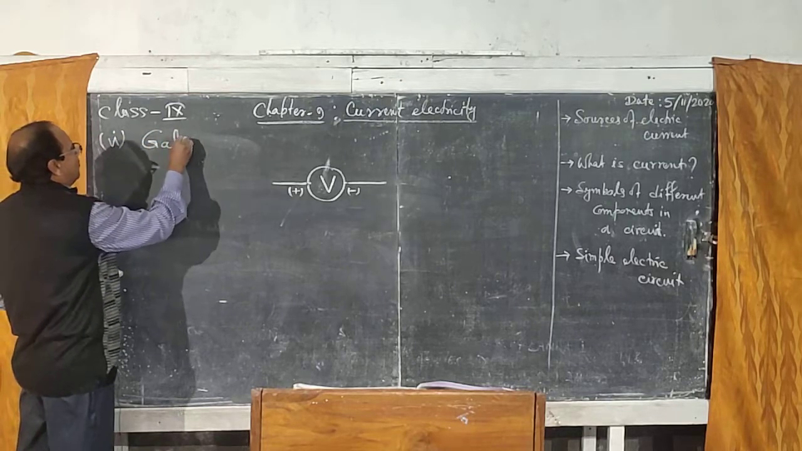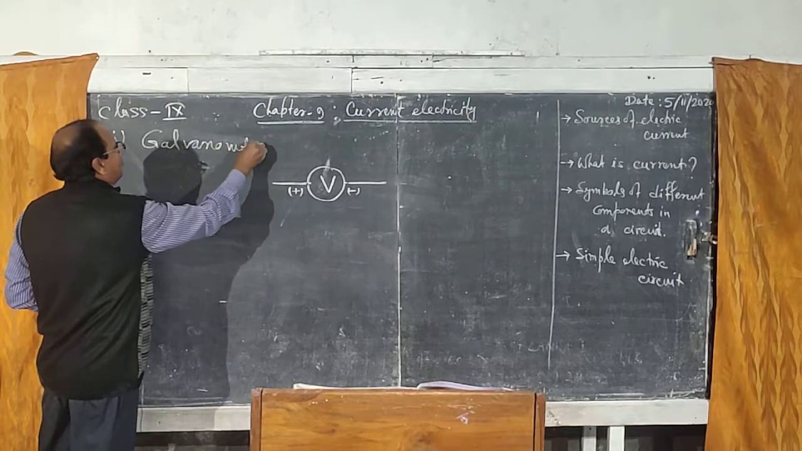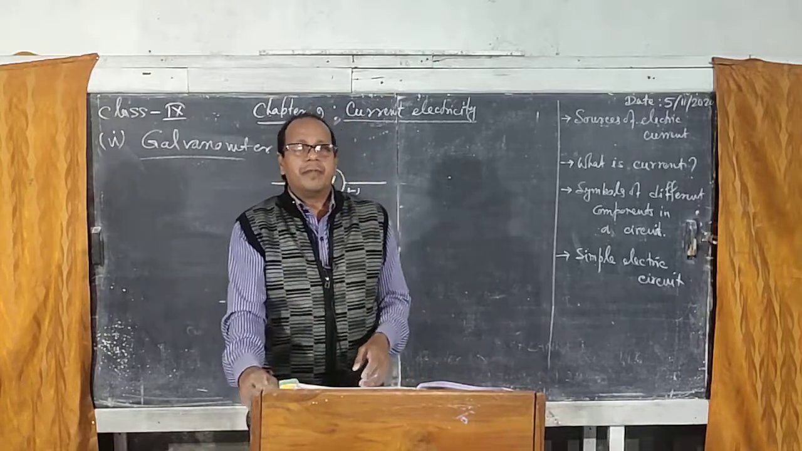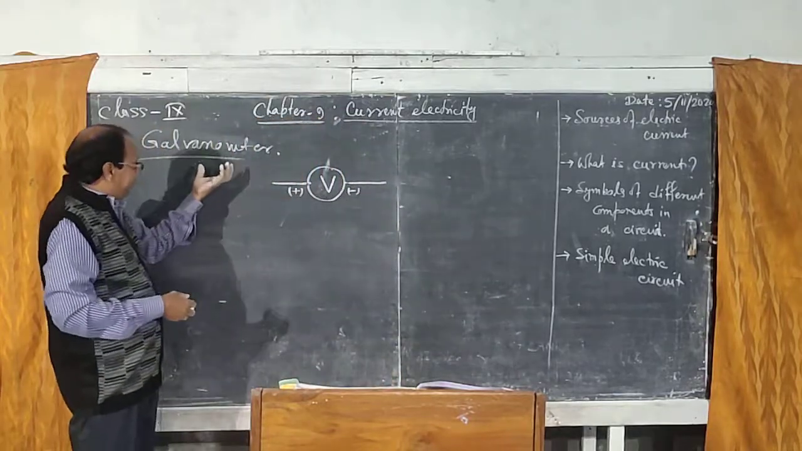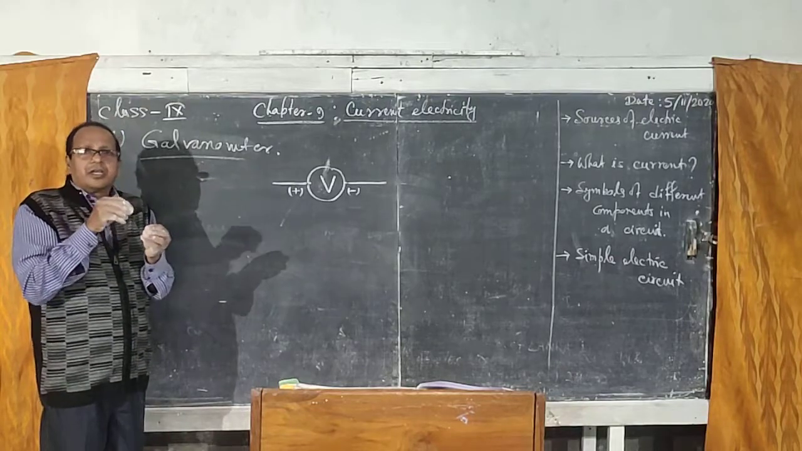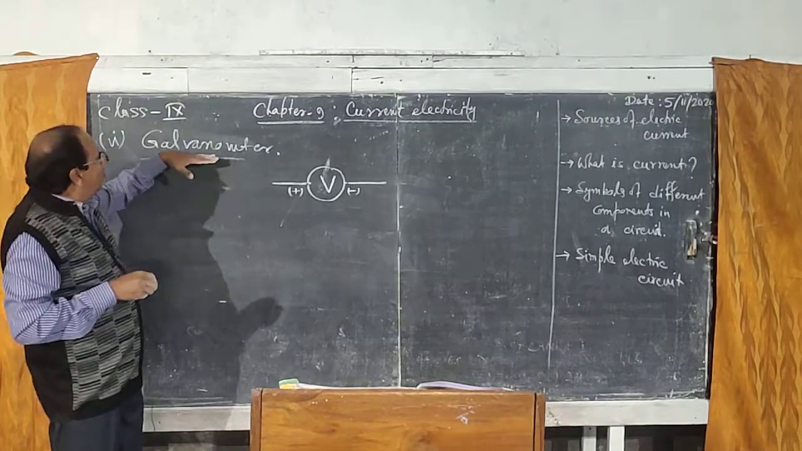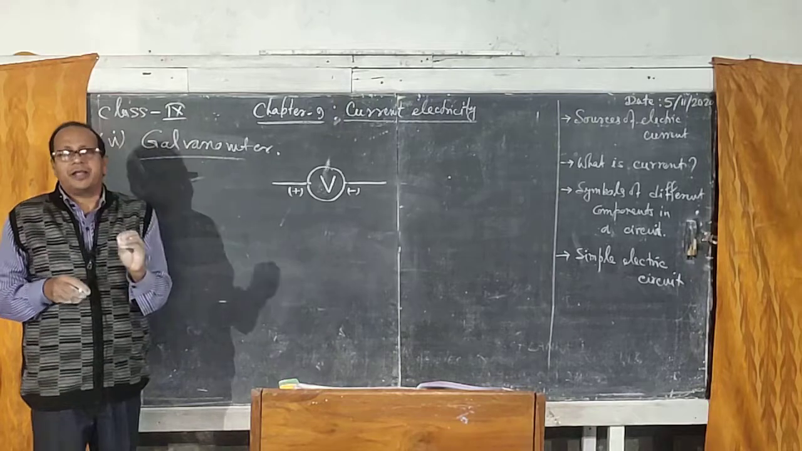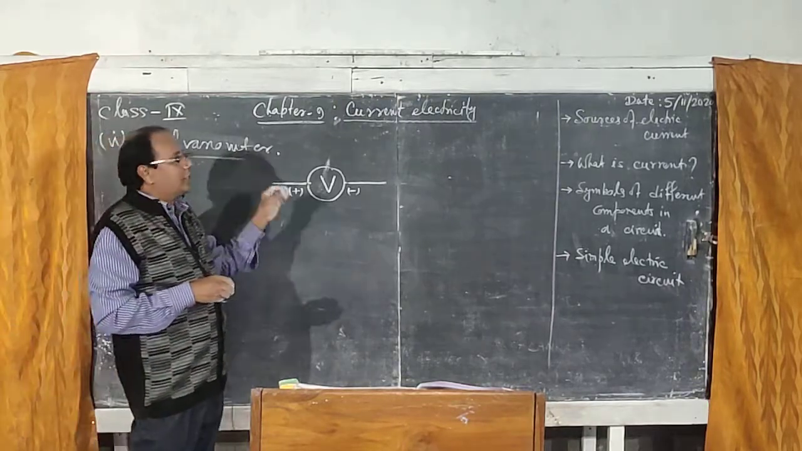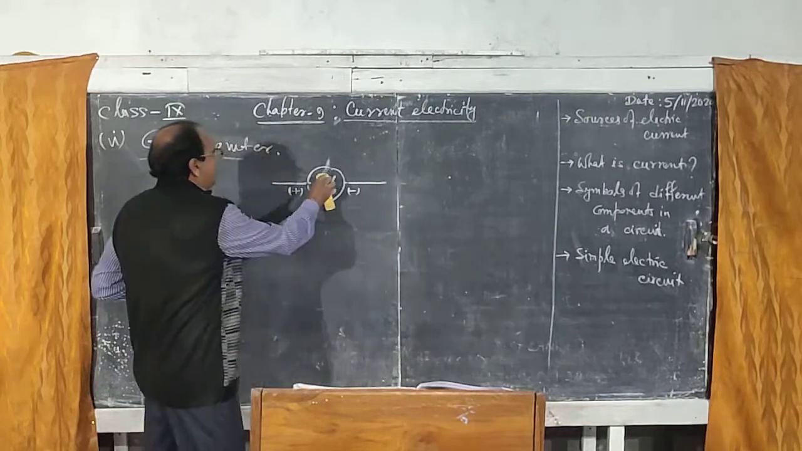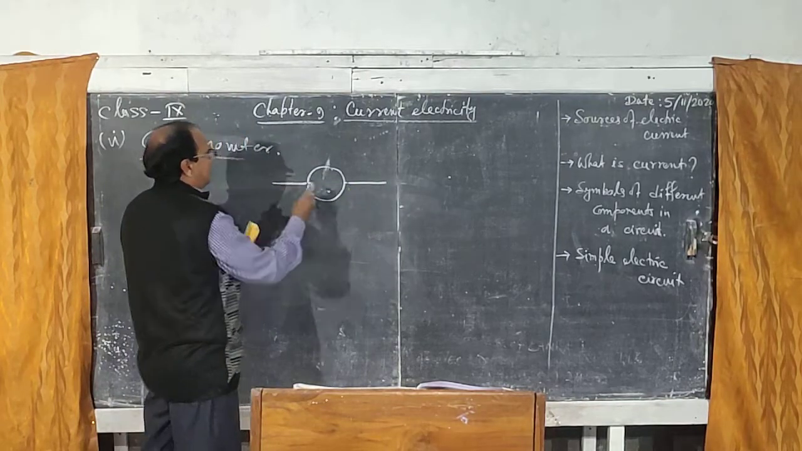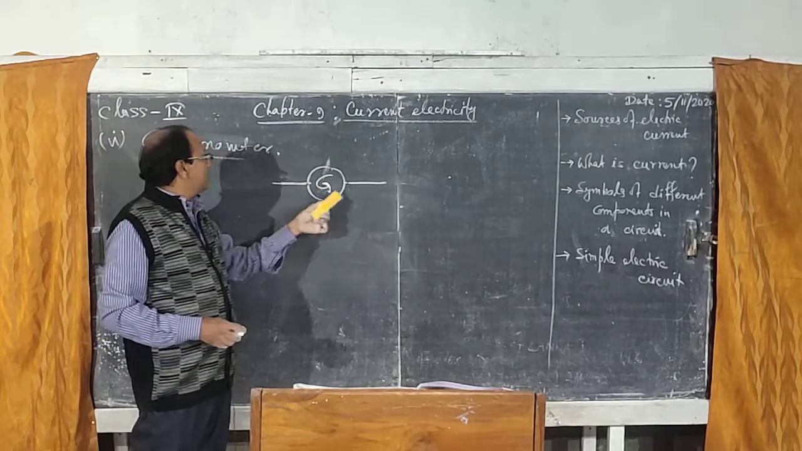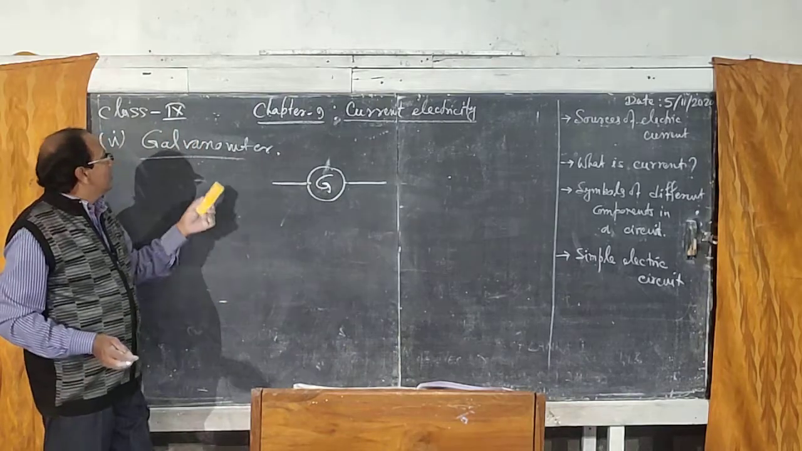Okay, the next one is galvanometer. What is a galvanometer? Galvanometer is a device which is used to measure very weak current, and it also shows the direction of the flow of current. Usually, galvanometer symbolically we write as capital G. Of course, it has no positive or negative terminal. It can be connected anywhere, no problem.